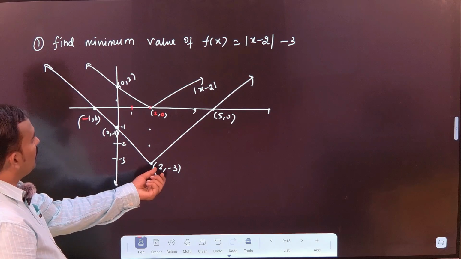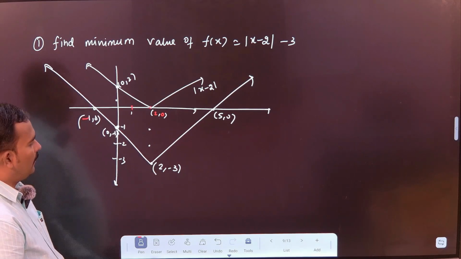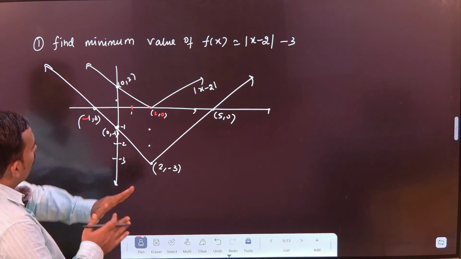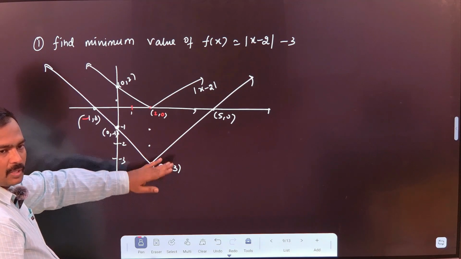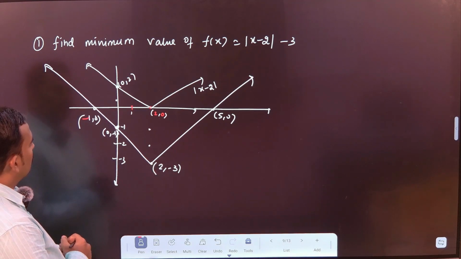What is the minimum value here? Minus 3. Clear? Okay, among all the things, you can see which is the minimum. The least among all the y values, minus 3 is the minimum, right? Okay.